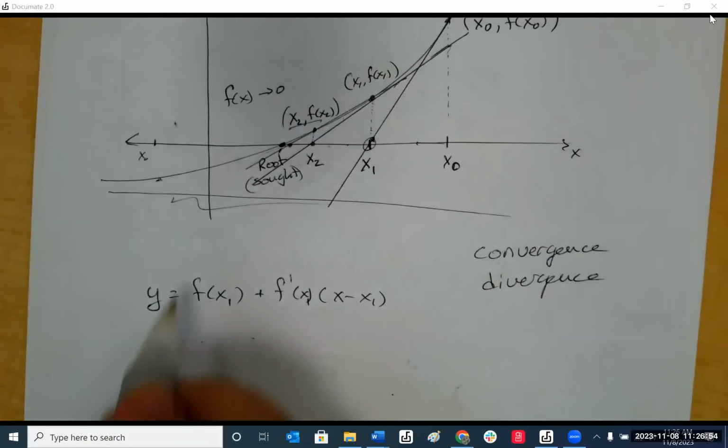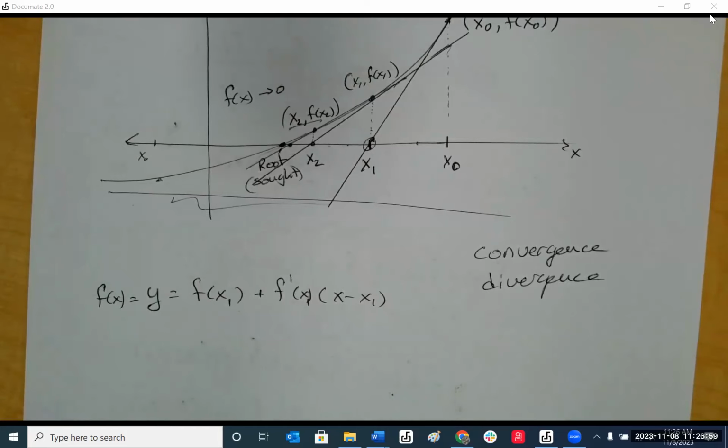Plus f prime of x, x minus x1. So this will find that this is our function, the y values. Once we get the x values, we plug them in there. So the x values, let's say this is 1, we start off with x0 minus f of x0 over f prime of x0.